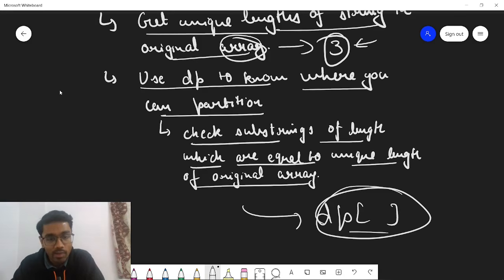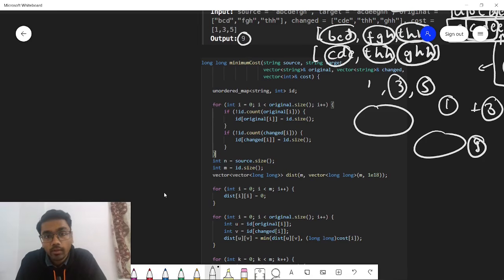So I have tried my best to explain till now. I hope you understand. But still, if you didn't understand, let us understand in terms of code. So yeah, this is the code part.